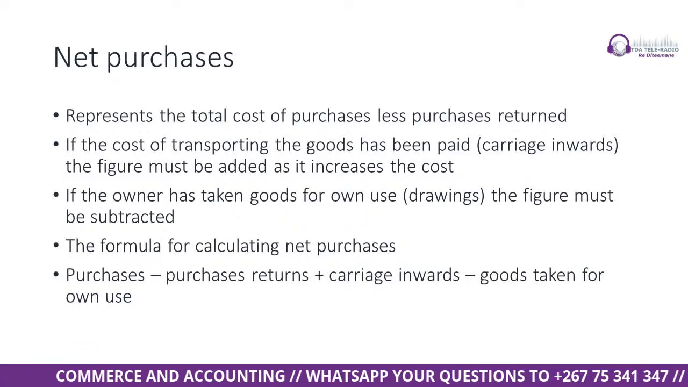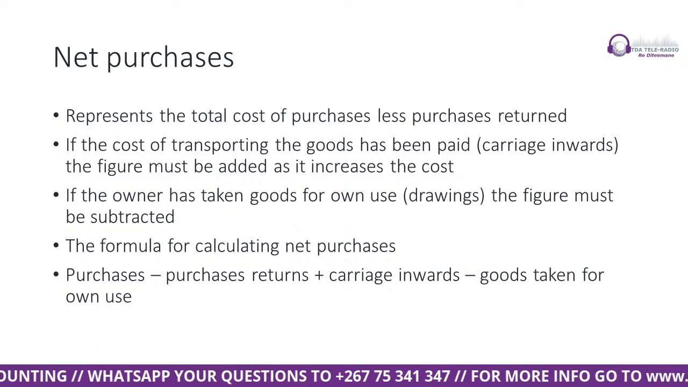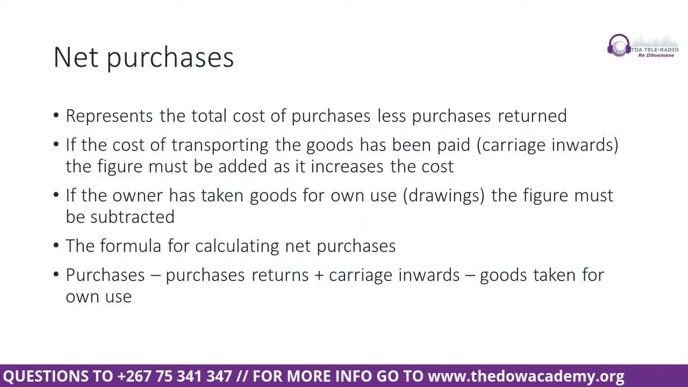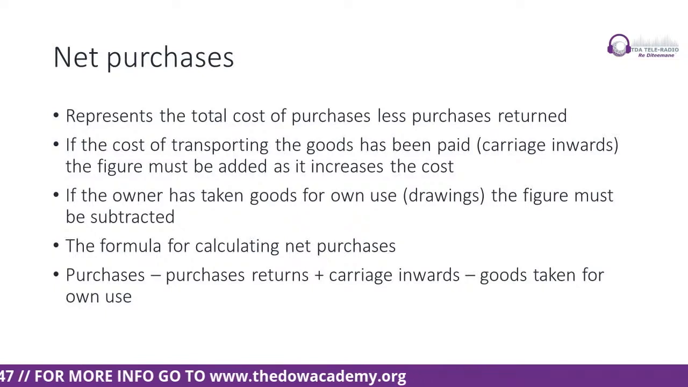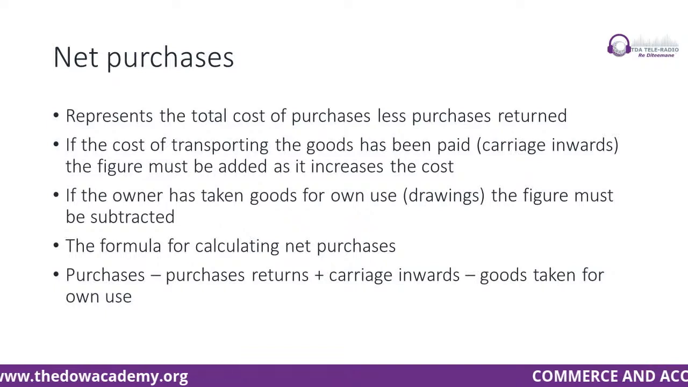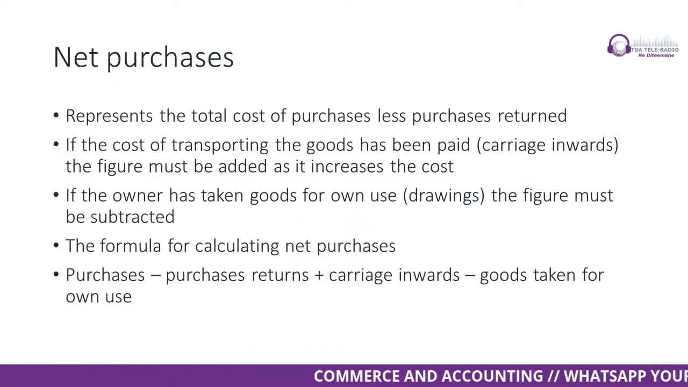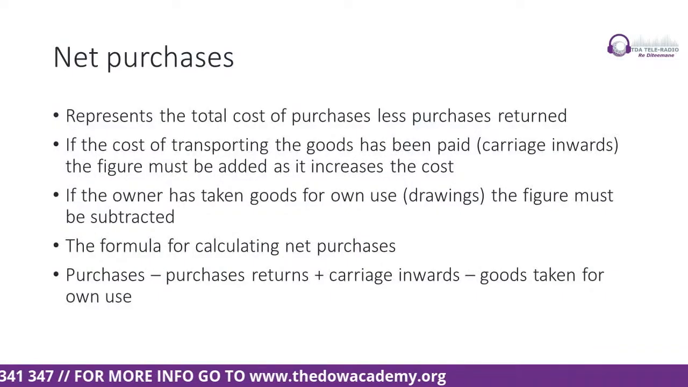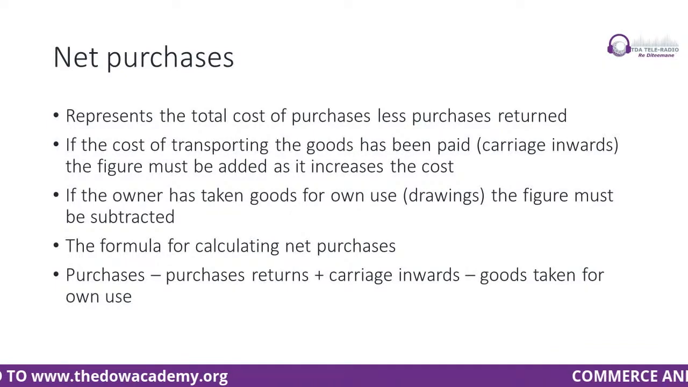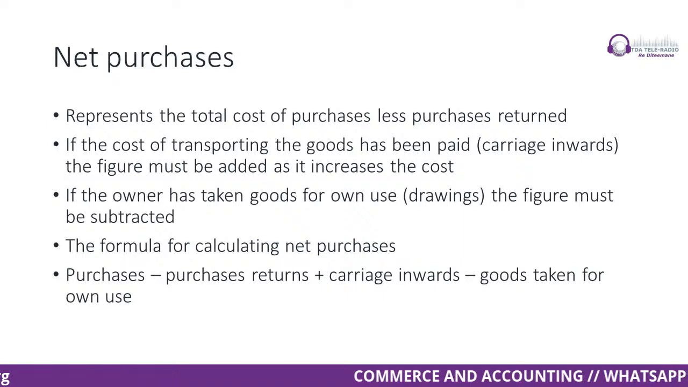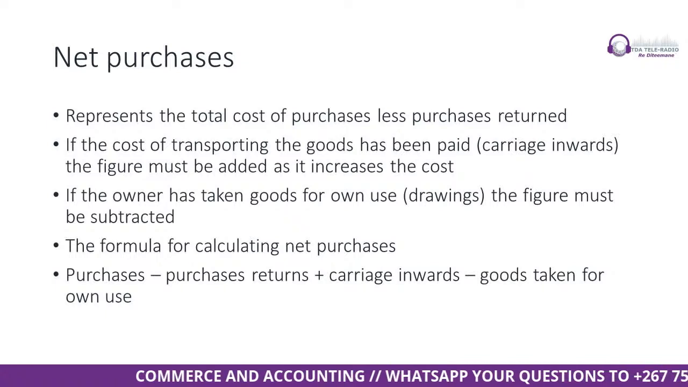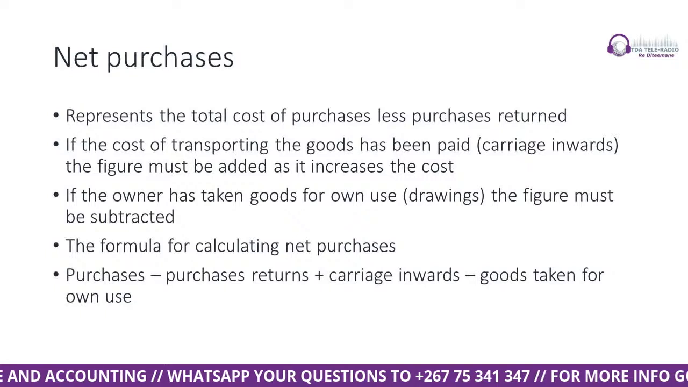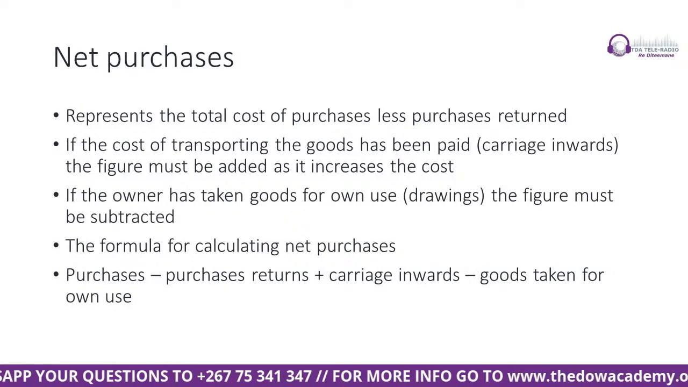So what is it that affects purchases? Purchases can be affected by the cost of transporting goods. If the cost of transporting goods has been paid, we call that carriage inwards. This figure must be added to the cost as it increases the cost of purchasing goods. Sometimes, especially in small businesses, some people take goods for their own use, what we call drawings. That figure should be subtracted from the purchases. So what is the formula for calculating net purchases? Purchases less purchases returns plus carriage inwards less goods taken for own use, and then we get our net purchases.